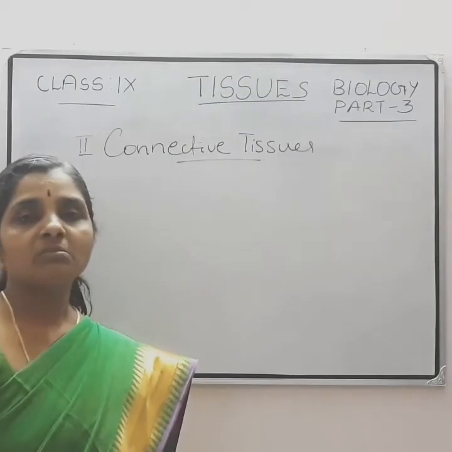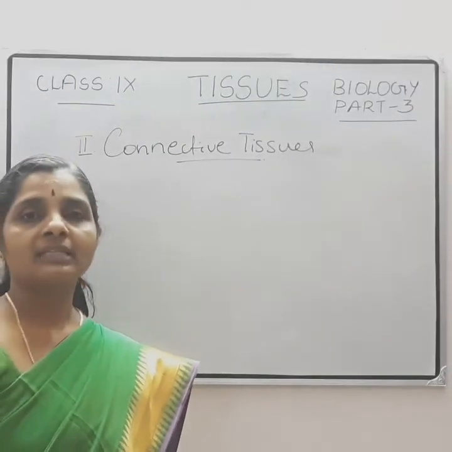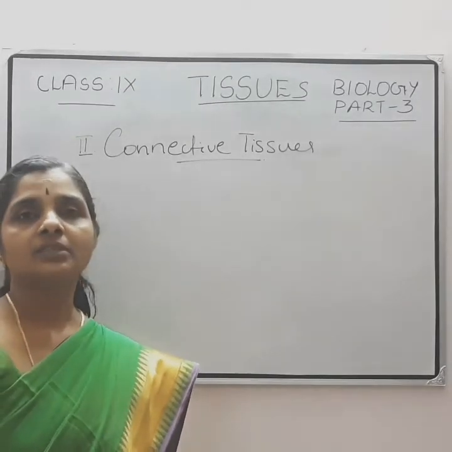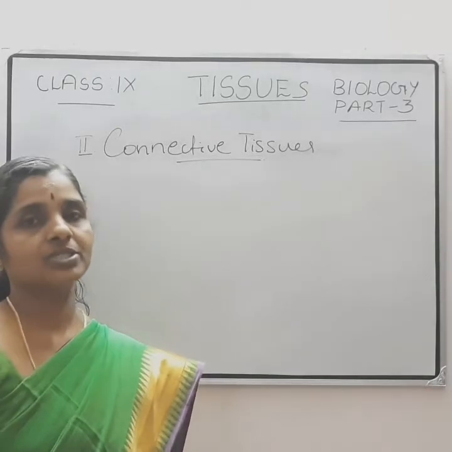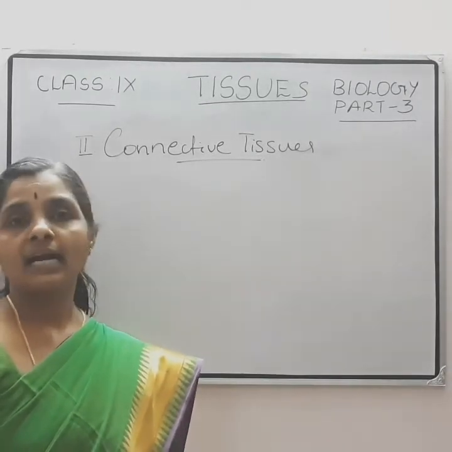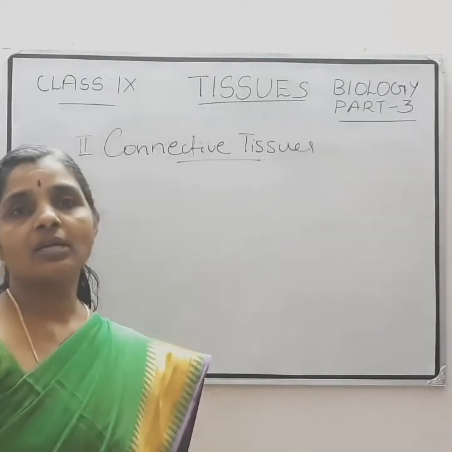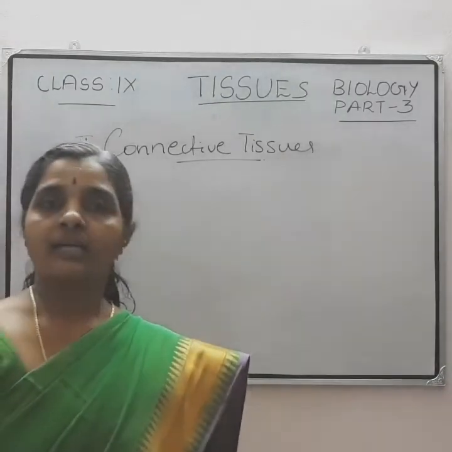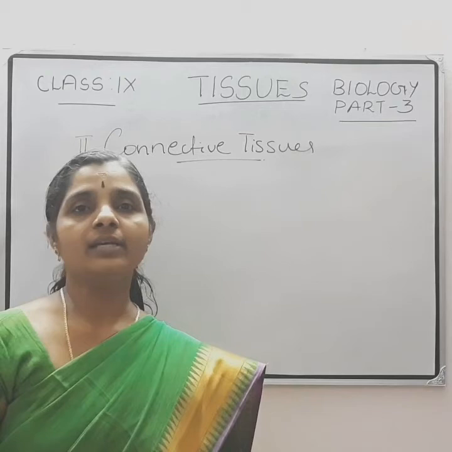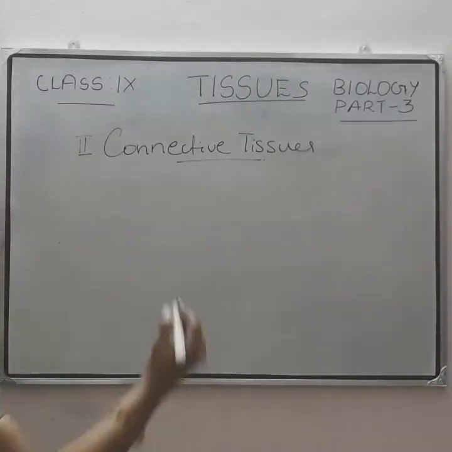Then examples of connective tissues. There are different examples. The most important one is blood. You know, blood is a connective tissue. Then bone, cartilage, then areolar tissues, then adipose tissues. These all are examples of connective tissues. So we can study one by one. First is about blood.